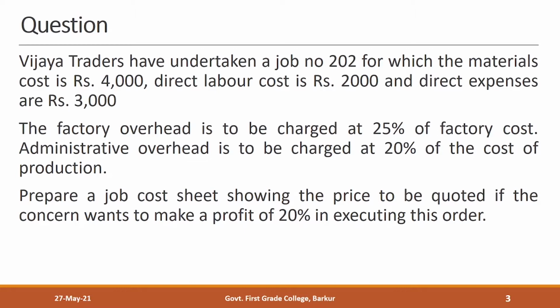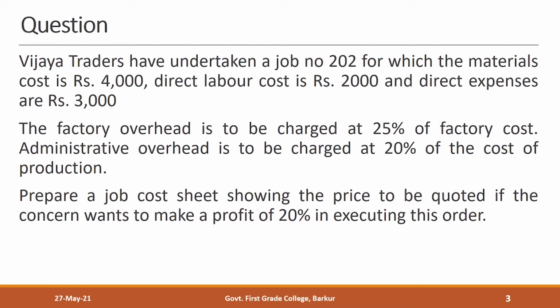Vijaya Traders have undertaken a job number 202 for which the material cost is rupees 4,000, direct labor cost is rupees 2,000 and direct expenses are rupees 3,000. The factory overhead is to be charged at 25% of factory cost. Administrative overhead is to be charged at 20% of the cost of production. Prepare a job cost sheet showing the price to be quoted if the concern wants to make a profit of 20% on cost in executing this order.